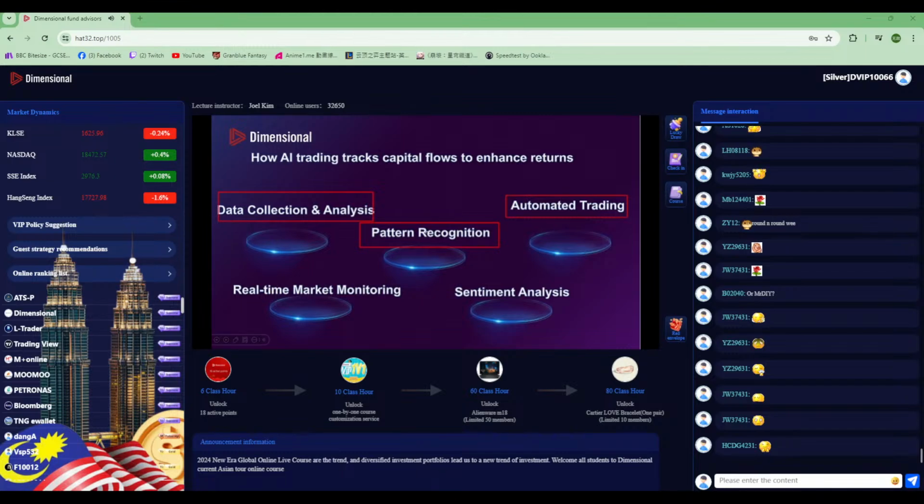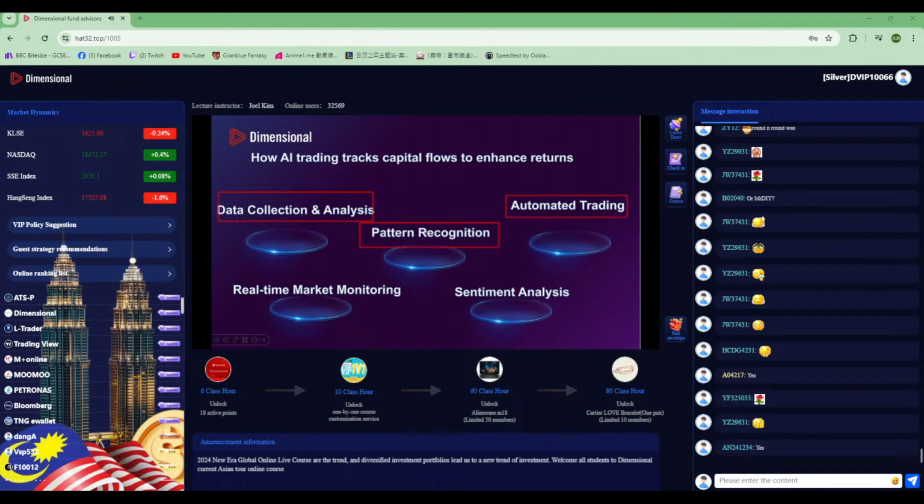Automated trading, all of you know, right? Which means once AI trading identifies a favorable pattern in capital flow, it can automatically execute trading strategy to quickly capture market opportunities, right? It can also leverage minor price fluctuations in the market to execute trades rapidly.